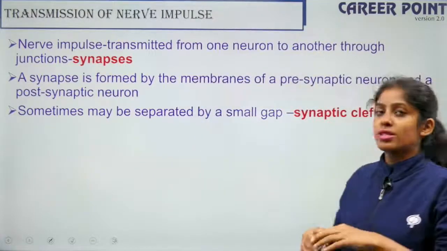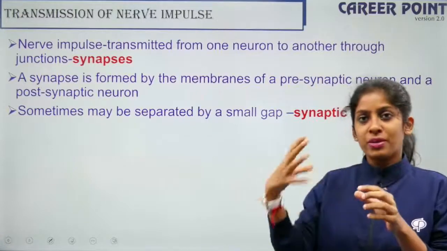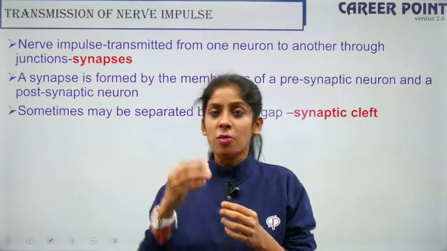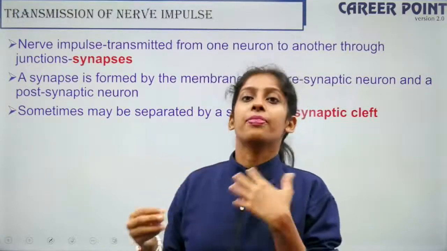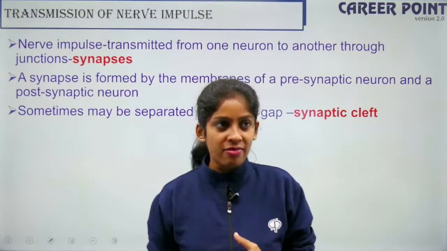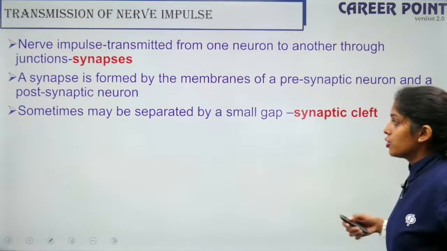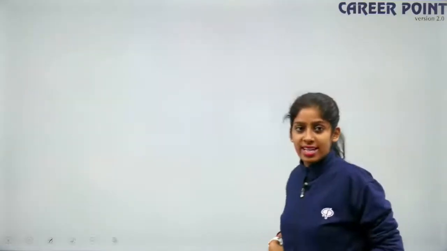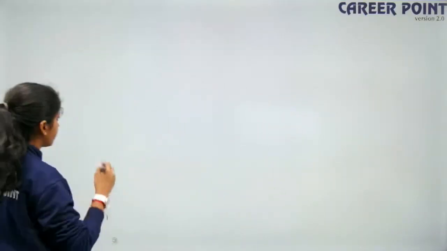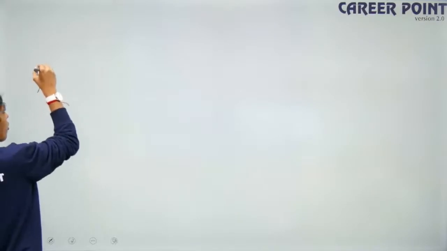Okay, so sometimes the two neurons, that is the presynaptic and the postsynaptic neuron, may be separated by a small gap, and I call it the synaptic cleft, and it is 200 angstroms wide. Okay, so moving further, let me explain it here so that it's pretty clear. So let me draw one neuron.